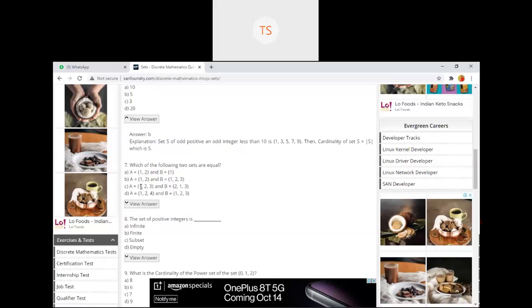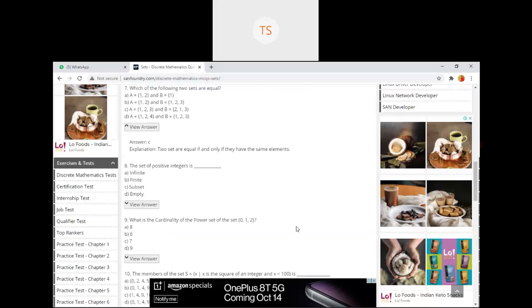Now, element 1 is there in set A as well as in set B. Similarly, element 2 is there in set A and set B. Again, element 3 is common in both set A and set B. So our correct option is option C. The explanation: two sets are equal if and only if they have the same elements. Set A and set B have the same elements, so they are equal sets.